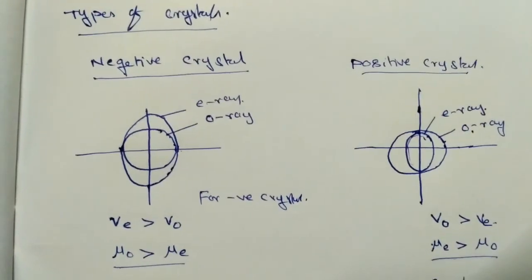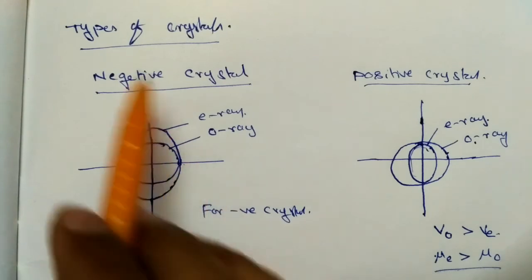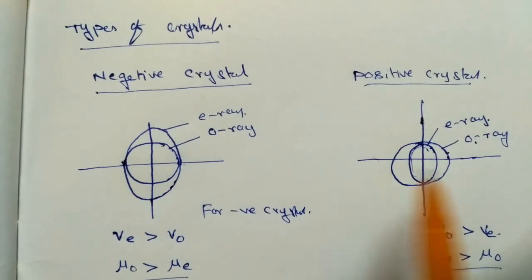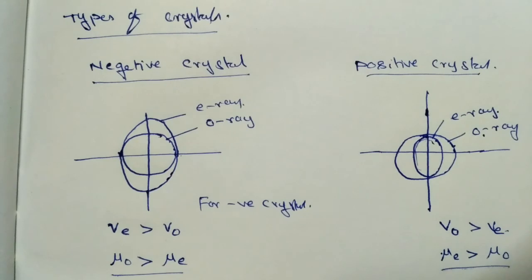A short answer question may ask about the types of crystals. So you have to draw these diagrams and write these parameters. This is enough to get marks. This is an important concept in the polarization lesson. If you follow this, you will get nearly 6 to 8 marks. Phase retardation plates may be asked. Okay, thank you.